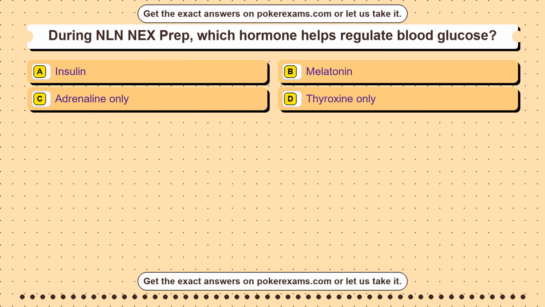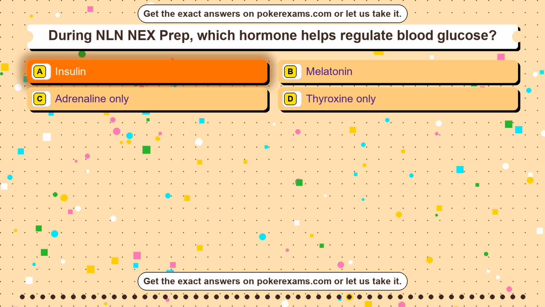Question 21. During NLN NEX Prep, which hormone helps regulate blood glucose? Option A, insulin. Option B, melatonin. Option C, adrenaline only. Option D, thyroxine only.